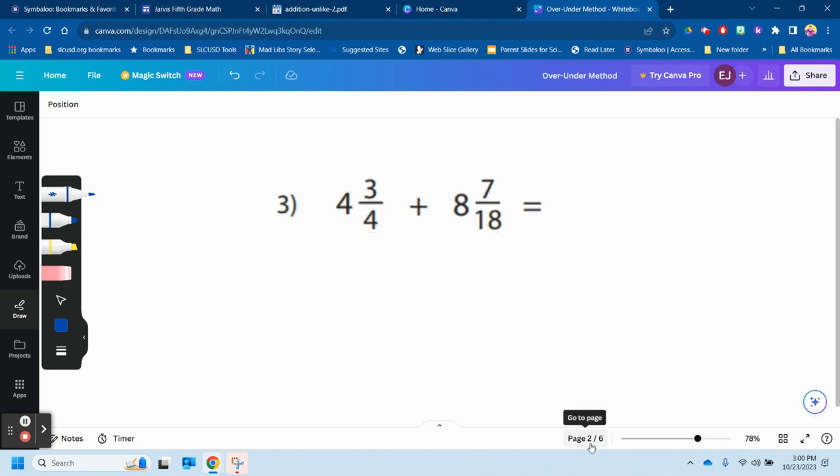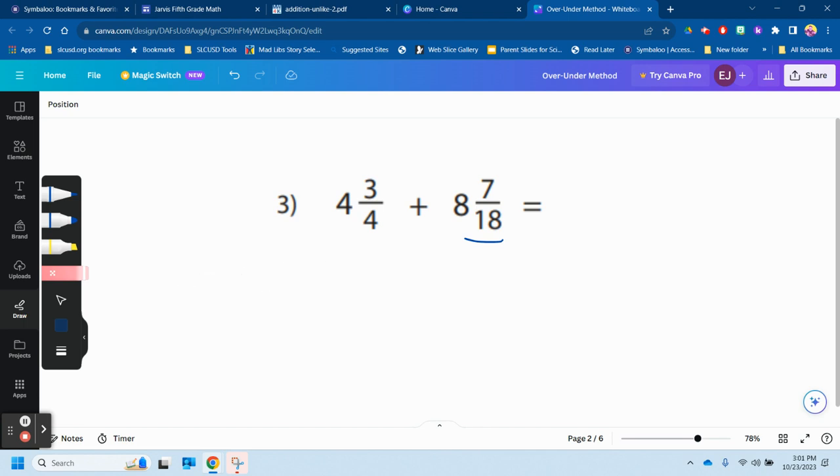We have 4 3/4 plus 8 and 7/18 here. That's number 3. So I need to find my common denominator. First thing I do is ask, is 18 divisible by 4? I think it's not. So I start writing out multiples of 18. 18 times 1 is 18, times 2 is 36. If you know your multiplication tables pretty well, you know that 36 is divisible by 4. So I can multiply 4 by a number and get 36 as well. So bingo, I found it. 36 is my common denominator.